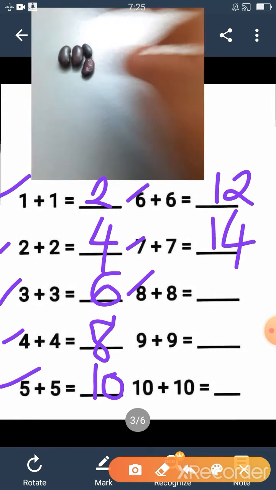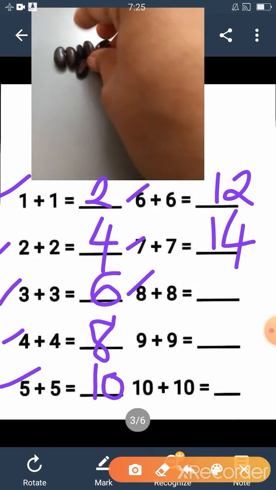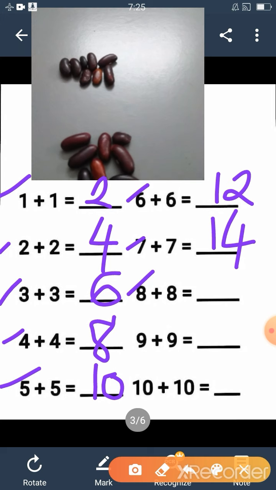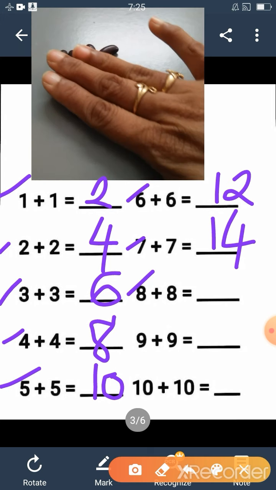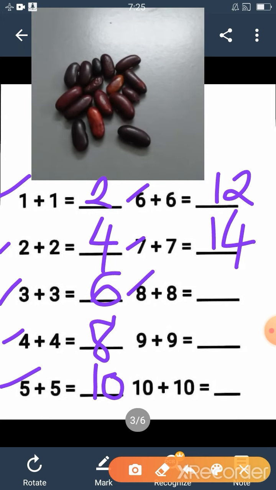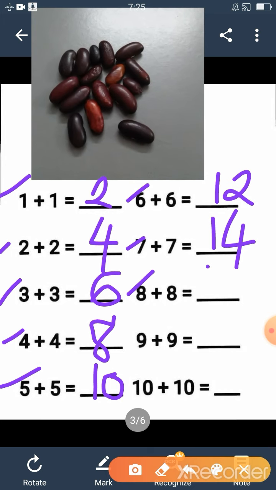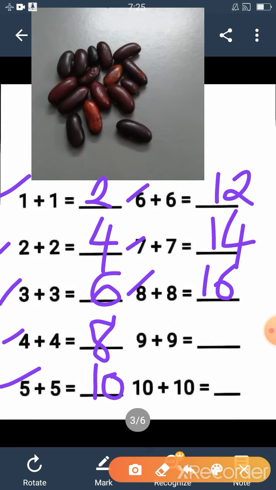Now they are saying to do 8 plus 8. So I have taken here 4. I am taking more 4. So it is 8. Now again I am taking 4 and again 4. So this is also 8. So 8 and 8, put them together and count. Yes, total how many rajma seeds? 16. So 8 plus 8 is 16.